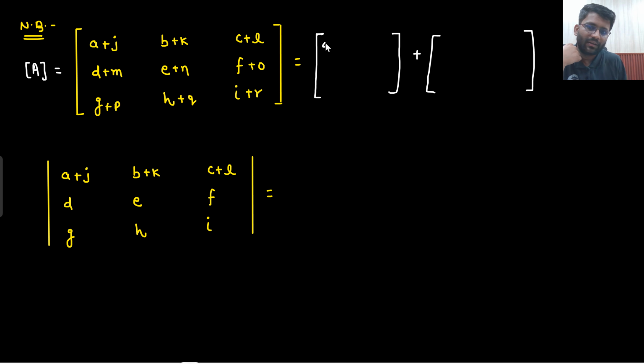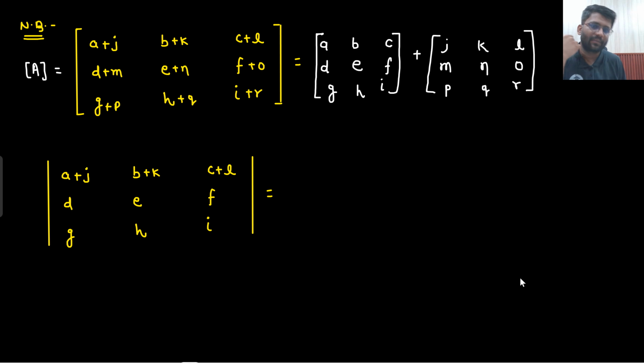So A and J, A here and J here, A plus J. B, K, so B here and K here. C, L, C here, L here. D, M, D plus M. E plus N. F plus O. G plus P. H plus Q. And I plus R. If you add both of them, this is what you will be getting. So this is how I break them out, right?